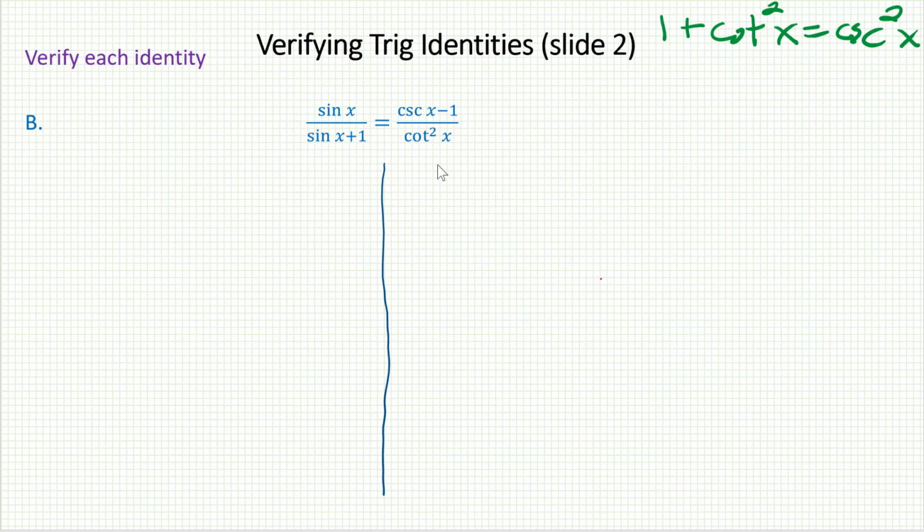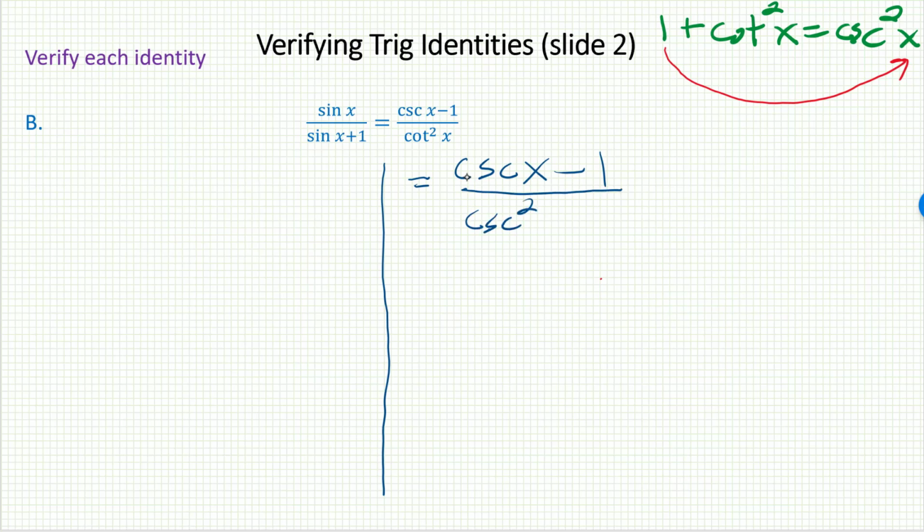Well, in my identity, I have a cotangent squared x, and I see here that if I move the 1 to the other side, this will say cotangent squared x equals cosecant squared x minus 1. And that will allow me to have the entire right side in terms of only cosecant, which will probably be helpful. So let's make that substitution there. I'm not doing anything to the top, but on the bottom we'll replace cotangent squared with cosecant squared x minus 1. Now how can I use that to help me?